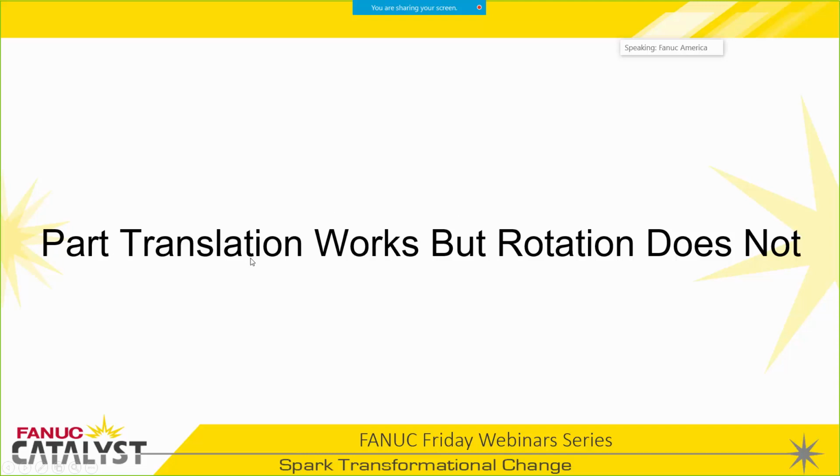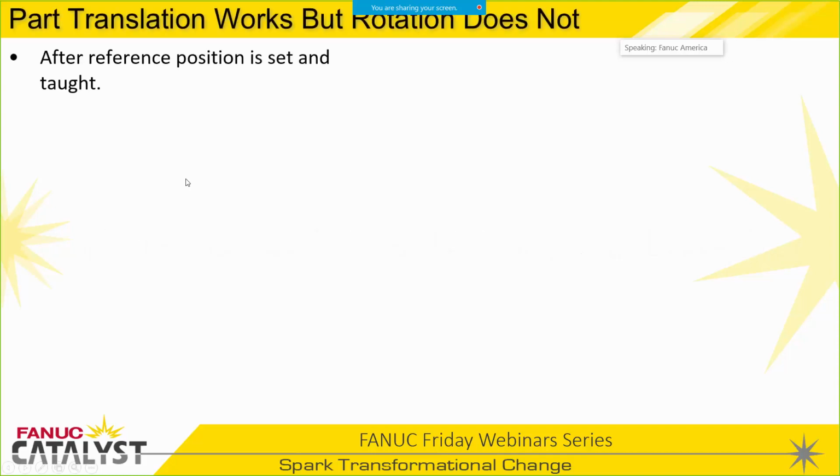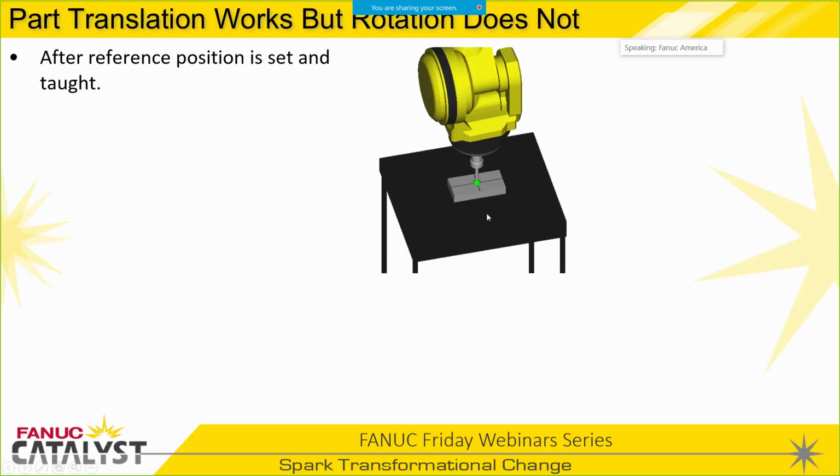Now we're going to talk about what happens when I set my cell up, I set my application up, and my part works fine when it's just translated around, but once it rotates, there's issues. So it's a classic issue here. Say we've set up our part. There's a camera up above here you can't see. We've set our reference position in Vision. We've taught our reference position in the robot.